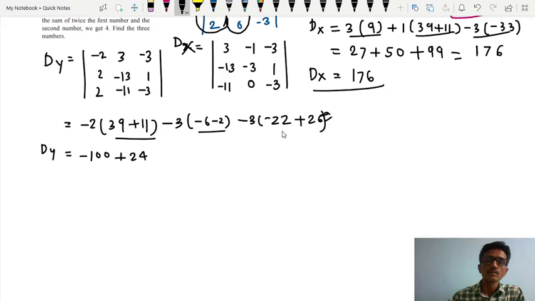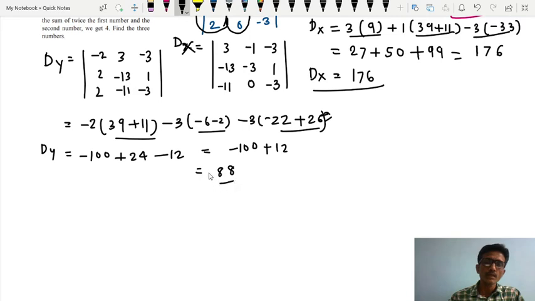It is, how much it is? 4, so it will be minus 12, which is minus 100 plus 12, which is 88. Okay, it's minus 88. Dy is minus 88. See here, dy is equal to minus 88.